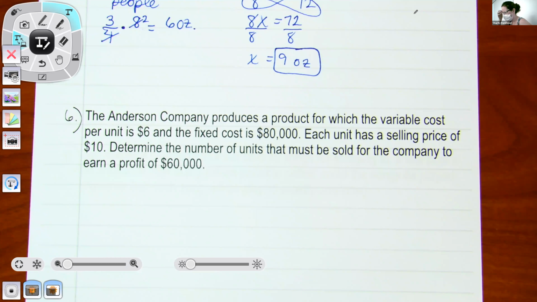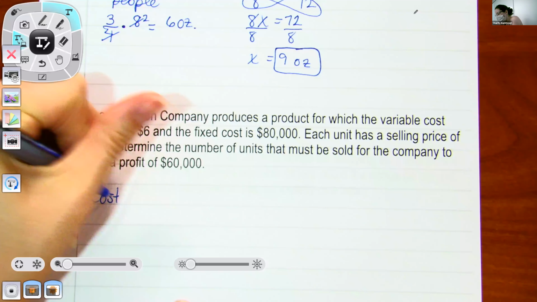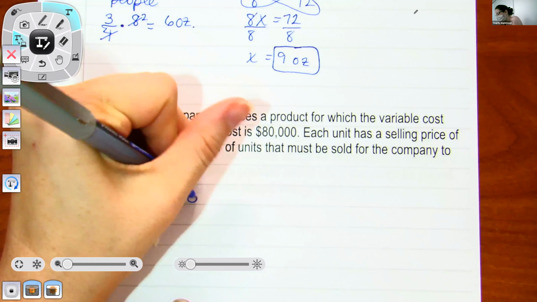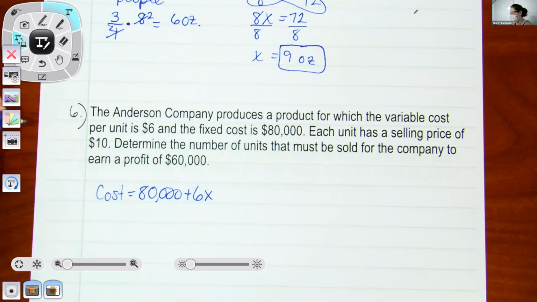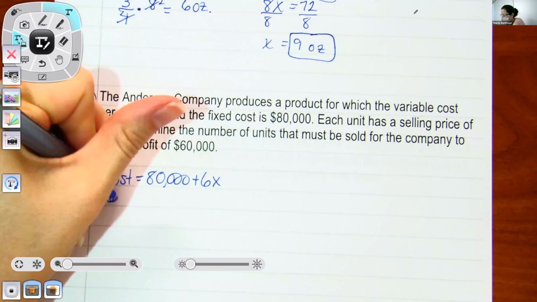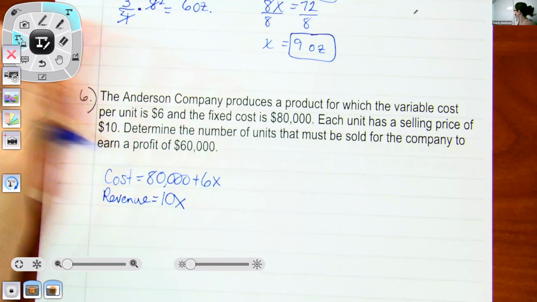So let's see. All right, so the cost is equal to 80,000 plus 6x. So 80,000 fixed plus $6 for each unit. And then each unit has a selling price of $10. So the revenue, so the money they will actually receive, will be 10 times the number of units sold, so 10x.